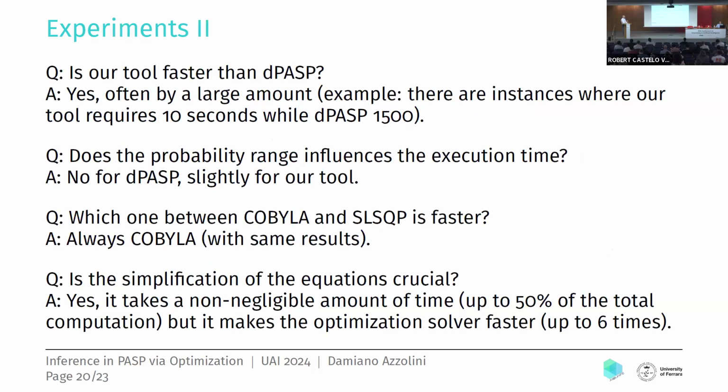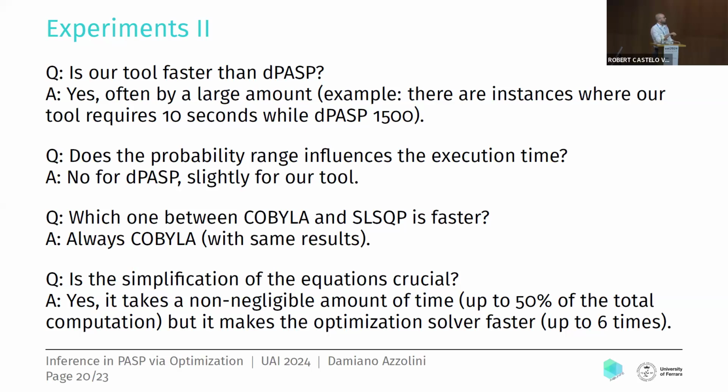And here I summarize the main questions we try to address with our experiments. The first one clearly is: is our tool faster than the already existing tools? The answer is yes, often by a large amount. For example, there are instances where our tool requires 10 seconds, while DPASP requires 100,000 seconds, 1,300 seconds, 500 seconds. DPASP is based on enumeration.